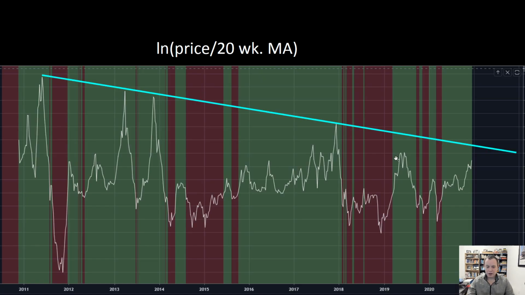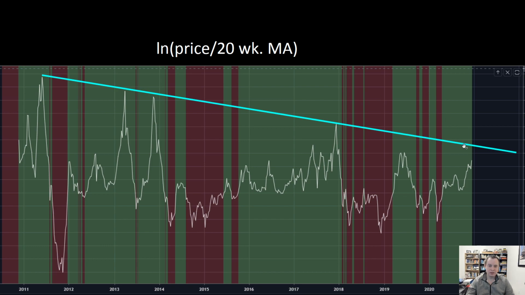Well, I took a look at this other metric. If you take the natural log of the price of Bitcoin divided by the 20-week moving average, you also get a nice macroscopic trend line. We know that this one will not last forever, because eventually it would imply that the price has to be below the 20-week moving average perpetually, once it gets below 0, because the log of the price divided by the 20-week, if these are the same, gives you a value of 1. If you take the natural log of 1, you get 0.